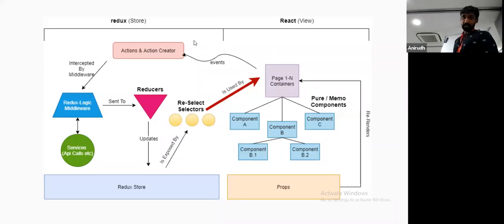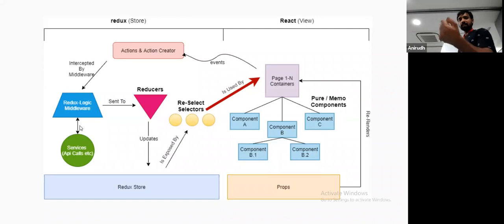Okay, so what is happening here is, suppose the user clicks a button or makes any action, that event is passed to the action creator. Once the action is dispatched, it is intercepted by middleware. Middleware can be anything. We have currently used Redux logic, but you can use sagas, observables, or thunk. You can also try this Redux logic, which gives a base of all the libraries.